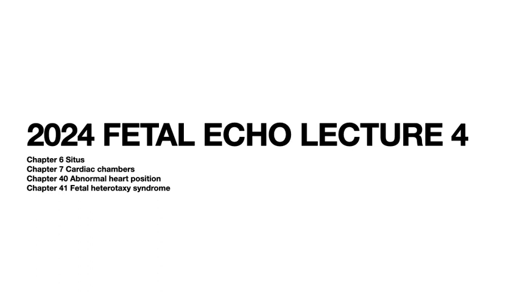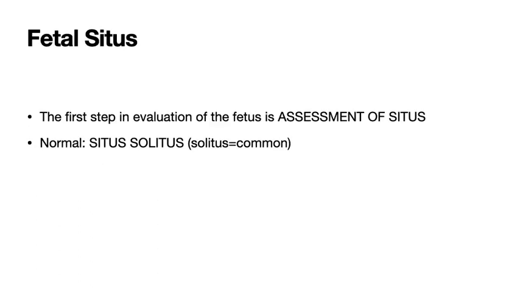All right, here we go with lecture 4. We're going to go over chapter 6, which is fetal situs, 7, cardiac chambers, and then we're going to talk about abnormal heart position, and then the fetal heterotaxy syndrome. Clearly these chapters are all related to each other, and it's helpful to know the first two to figure out the second two.